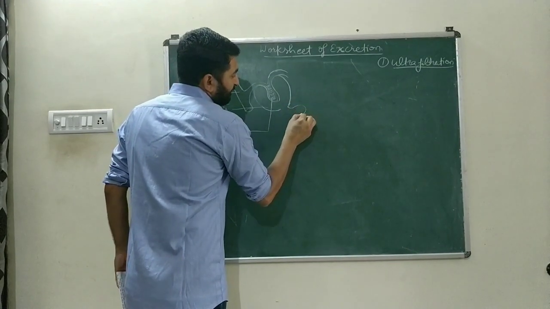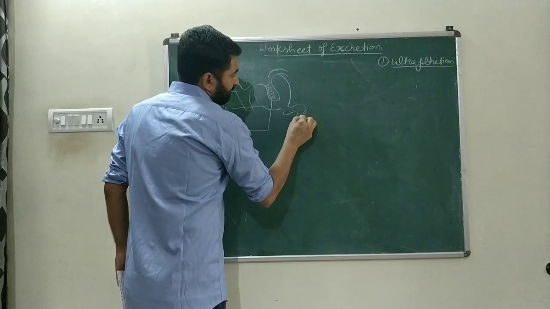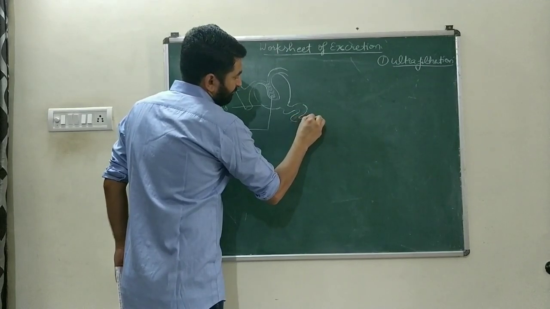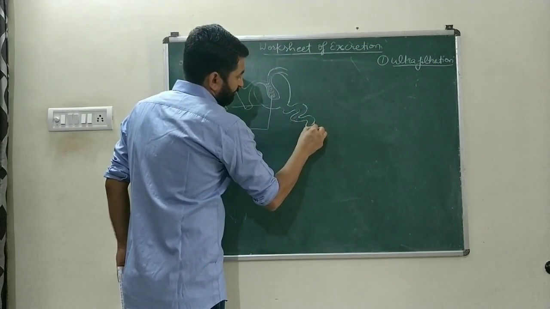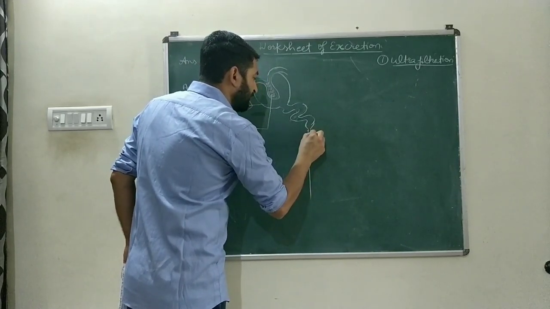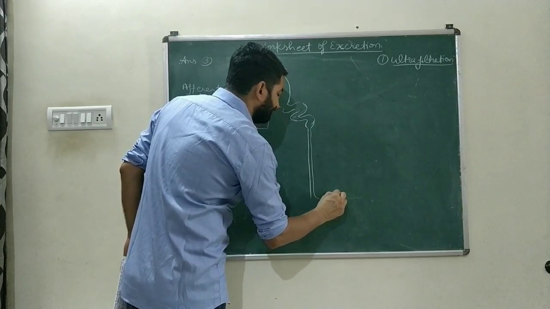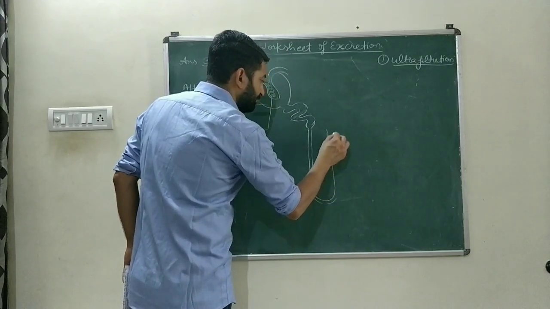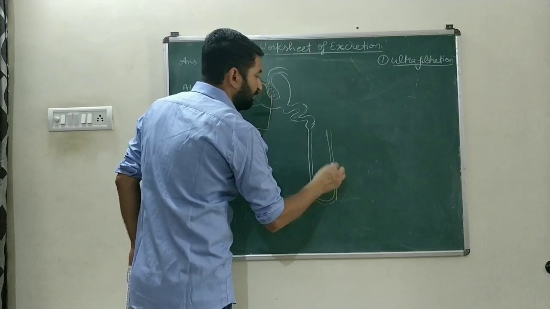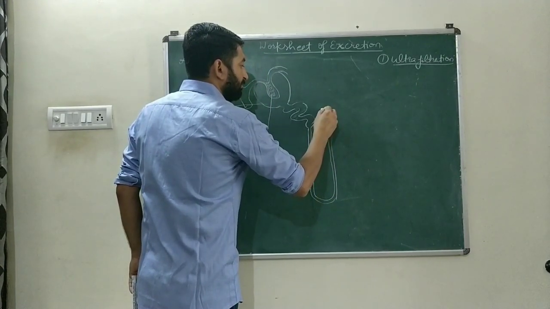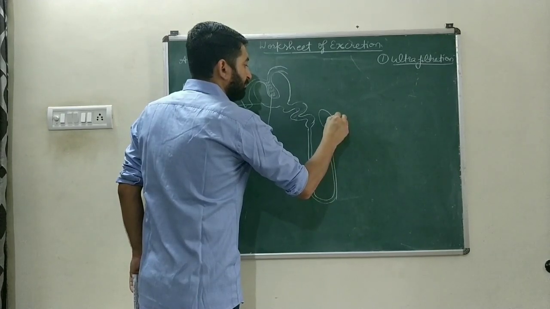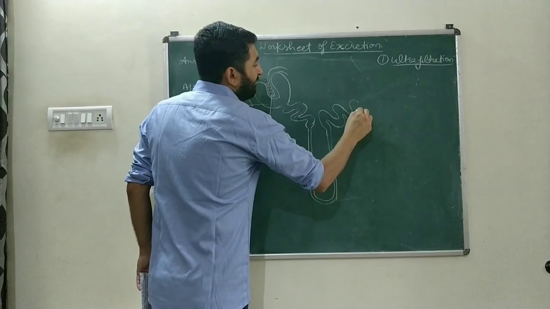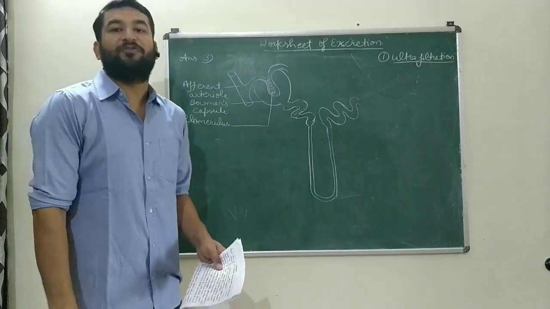Then a tubular part is formed. This tubular part is composed of 2 convoluted parts, which are of a sort of zigzag manner, and the other one is U shape, that is loop of Henle.